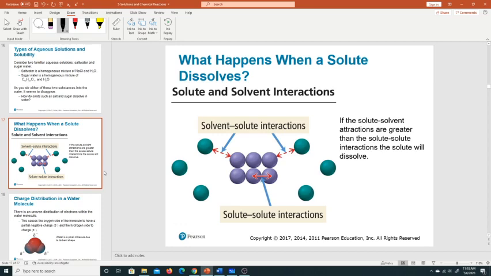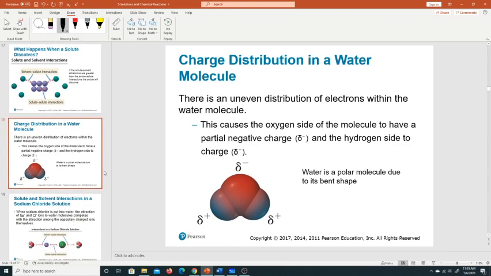Okay, so basically we want the green particles to interact strongly with the purple particles. That will then make a solution. If the purple particles interact so strongly that the green ones can't separate this, we're not going to make a solution. So that's the whole idea here. So depending on what the solute and solvent are, some solutions will form and some will not.